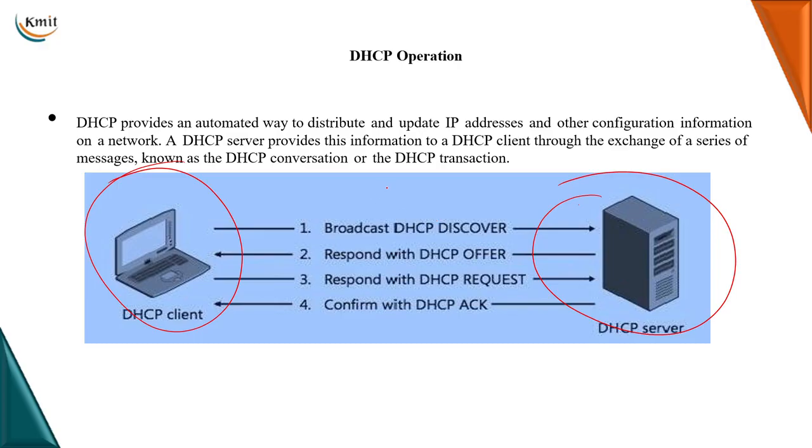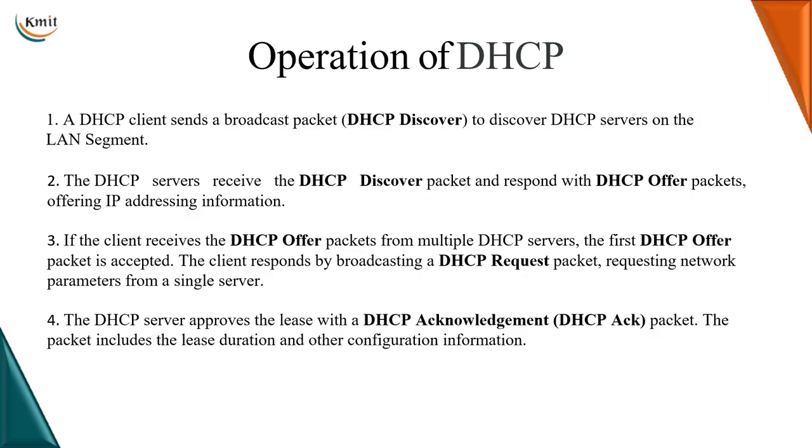First of all, I will broadcast a DHCP discover packet. Then a particular DHCP server will respond with a DHCP offer packet telling that I am ready to offer you IP addresses. Then the client sends a DHCP request packet requesting all the network configuration regarding the renewal time, agreement and all that, and then the confirmation comes back in the DHCP acknowledge packet.